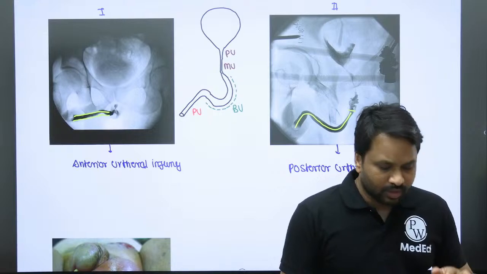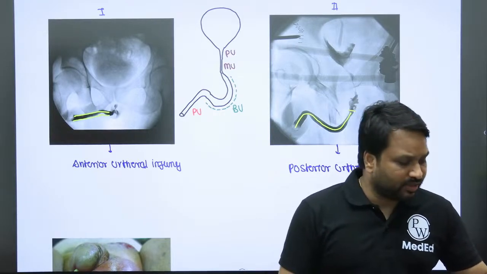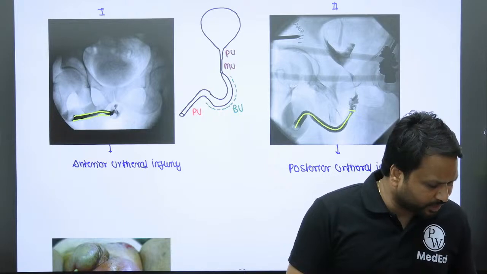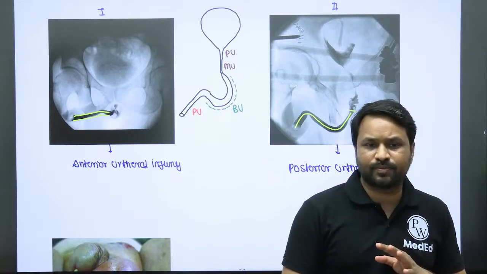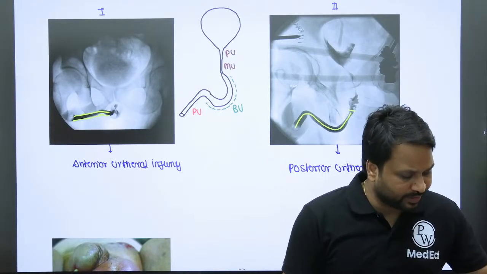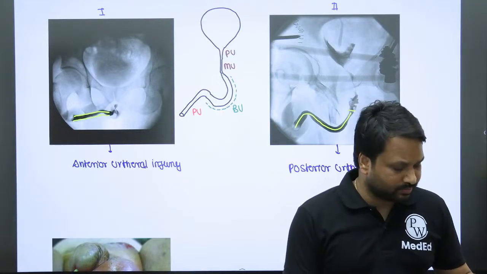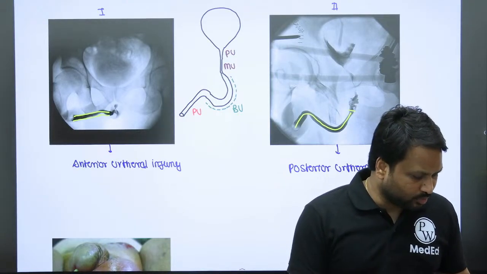Is everybody clear how to identify the anterior and the posterior urethral injury? Because that's one of the most frequently repeated exam questions. The radiographs clear? Quick feedback. Anterior and posterior urethral injuries. Can we move on?